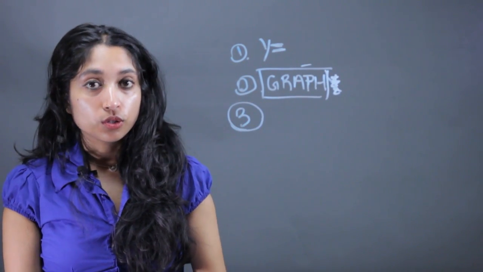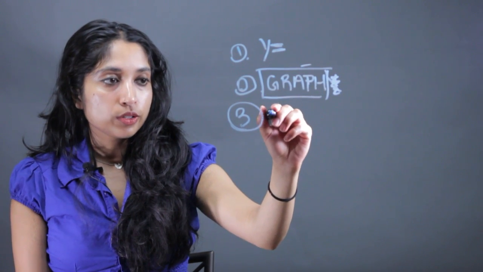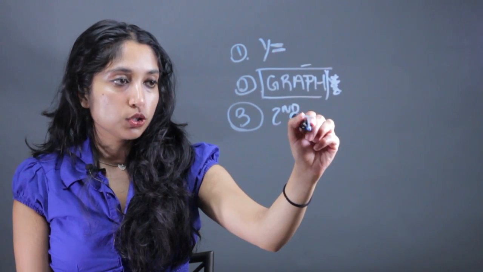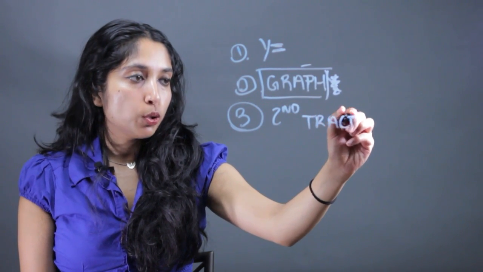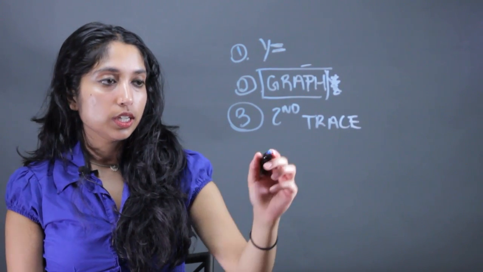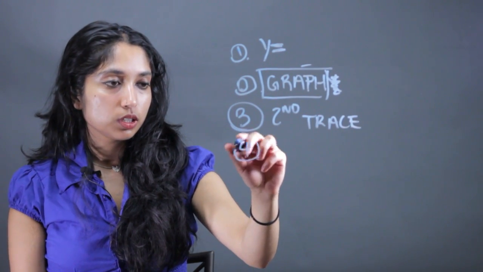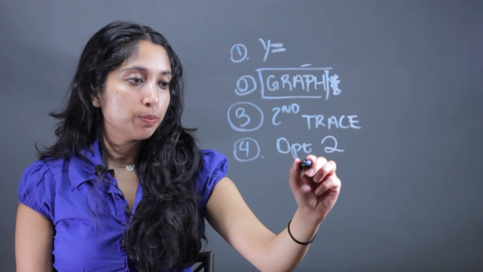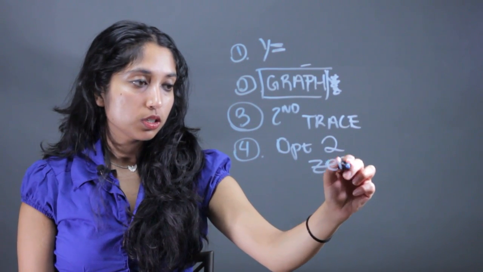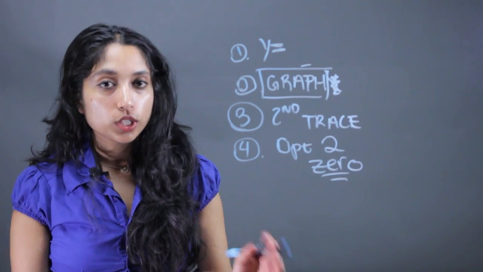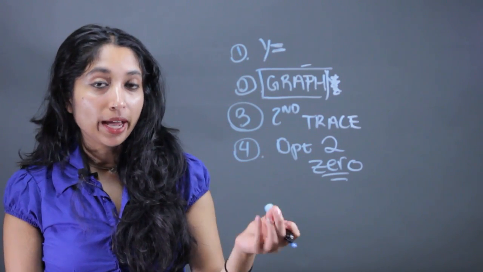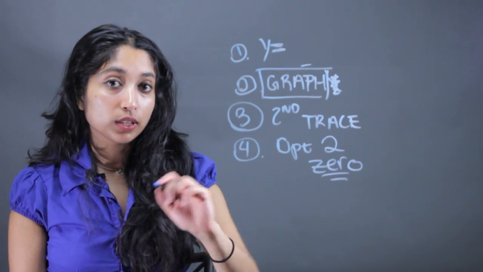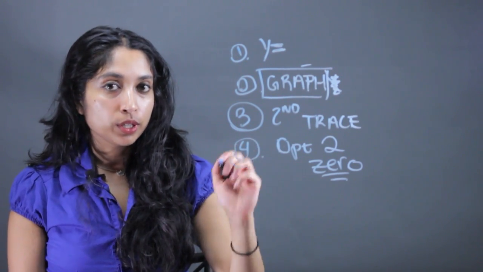Third thing we're going to do to solve for the zeros is hit the second key and then hit the trace, and it's going to pull up a menu of options. Option number 2 should be something called zero. Once you hit zero, it's going to take you back onto that graph and it's going to ask you for a left bound, a right bound, and a guess.